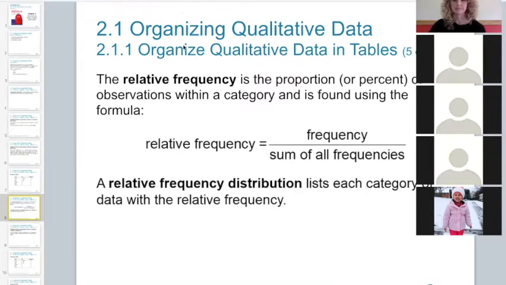So that relative frequency is just the percentage. So if 5 people out of 20 people had on a blue shirt today, then 5 out of 20 would be our relative frequency, and we could represent that as 25%, or a quarter of our population.